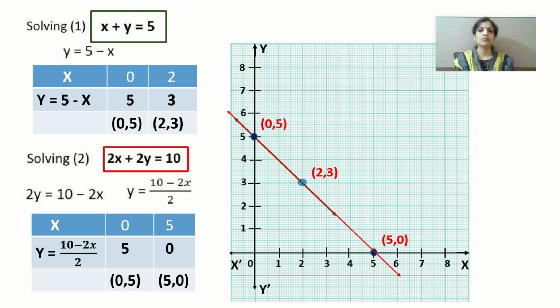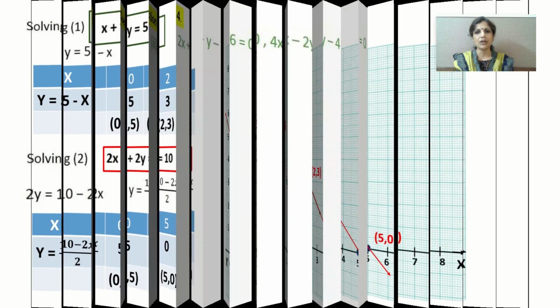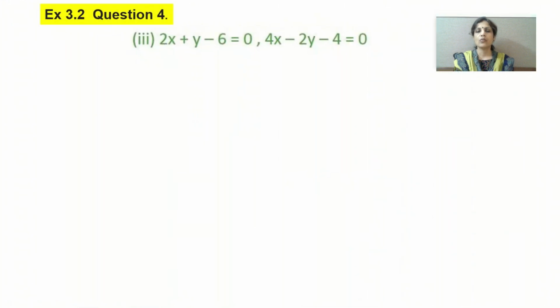Okay, so moving to the next sum now. This is question number 3, exercise 3.2, question 4, and from question 4 it is the third one. So 2x plus y minus 6 is equal to 0 we will consider as equation 1, and 4x minus 2y minus 4 is equal to 0 we will consider as equation 2. Let's find out whether these equations are consistent or not.